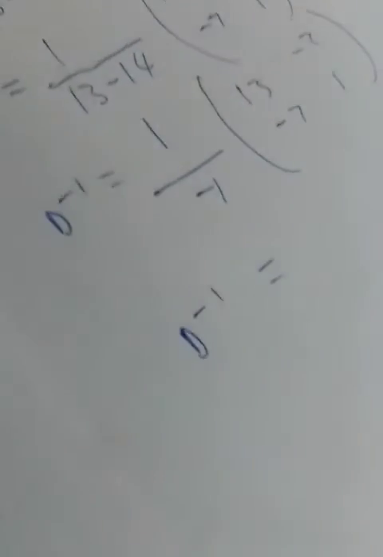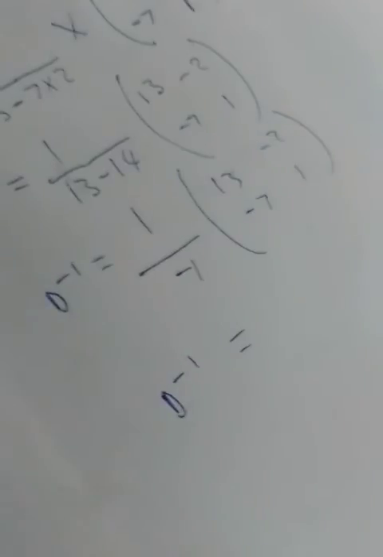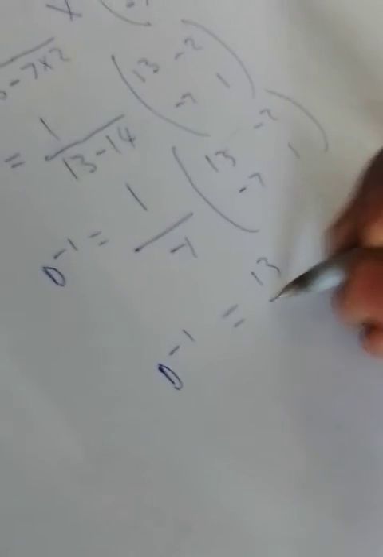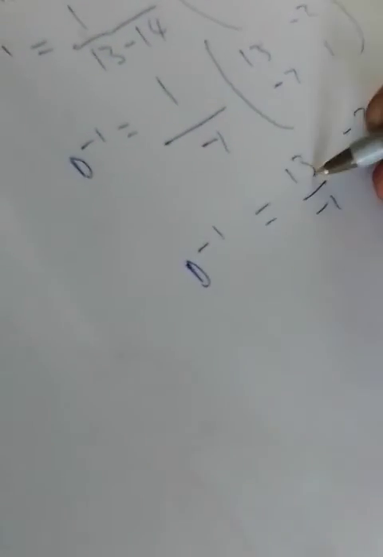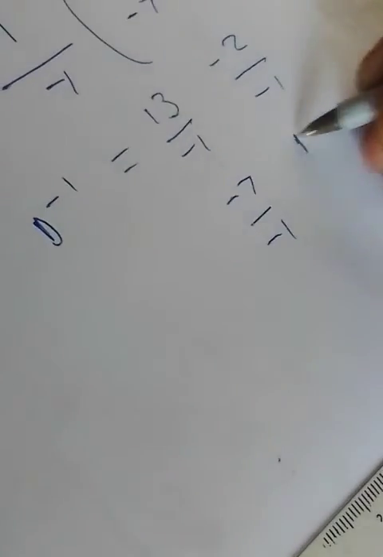So D negative 1. So everything is multiplied by negative 1 since the numerator is 1. So say 13 over negative 1, negative 2 over negative 1. And then say negative 7 over negative 1, and 1 over negative 1, like this.